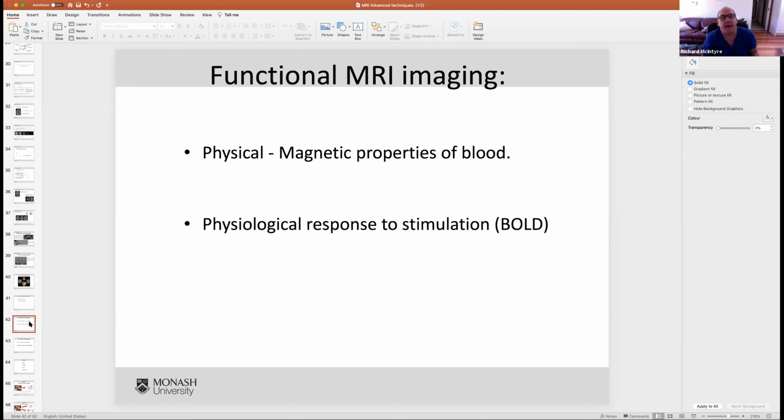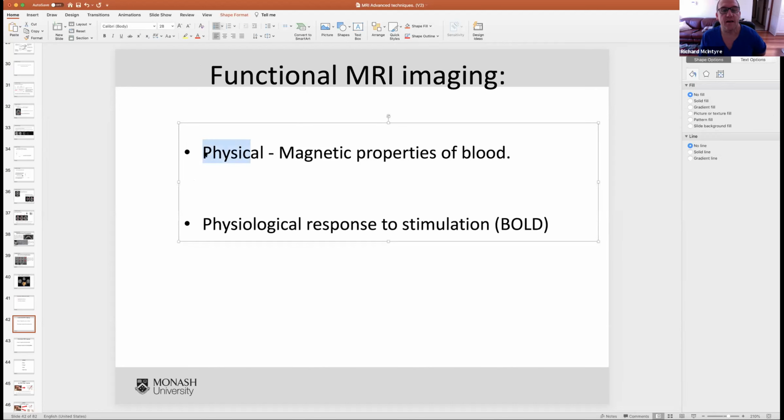So how does that work? How can we use MRI to get that information? We've got two principles that we use. We've got the physics behind it, okay? That's magnetic properties of the blood we can assess, together with the physiological response of stimulation.